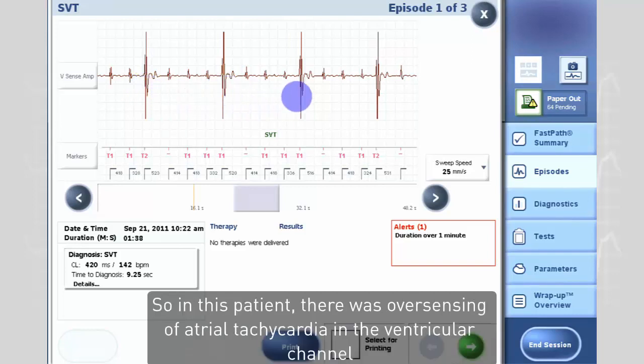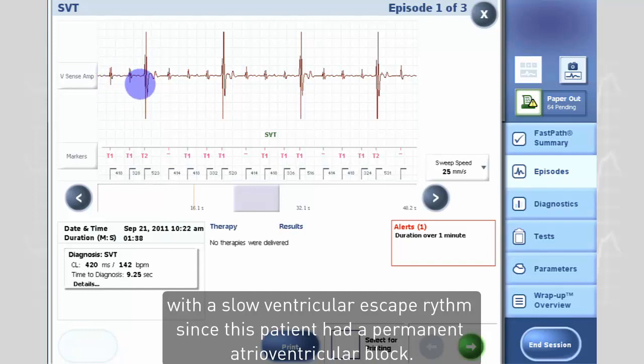So in this patient, there was oversensing of atrial tachycardia on the ventricular channel, with a slow ventricular escape rhythm, since this patient had a permanent atrioventricular block.